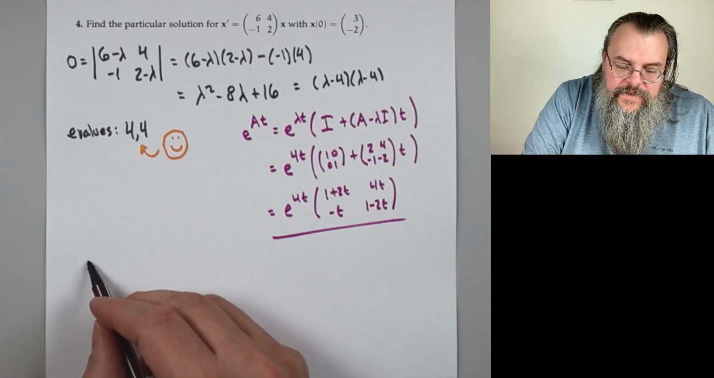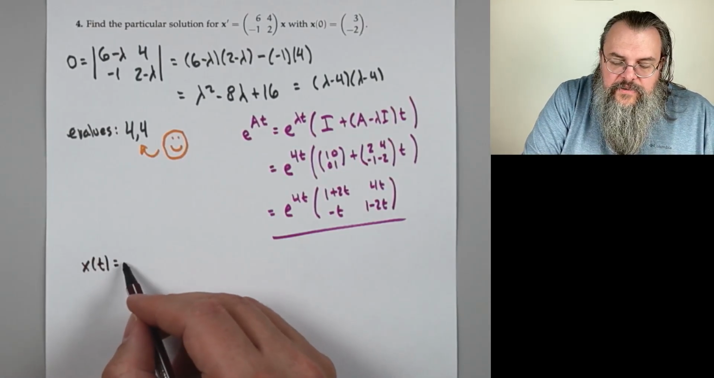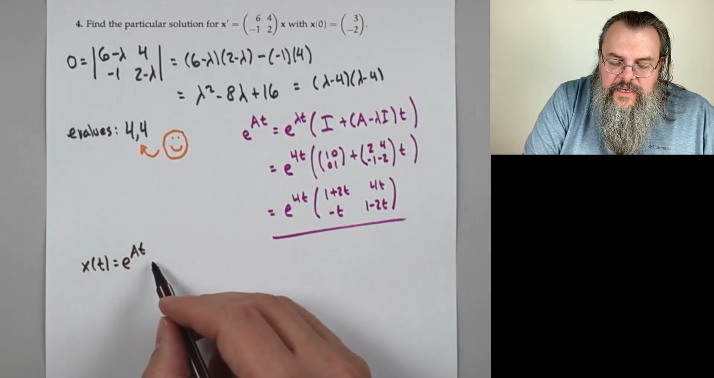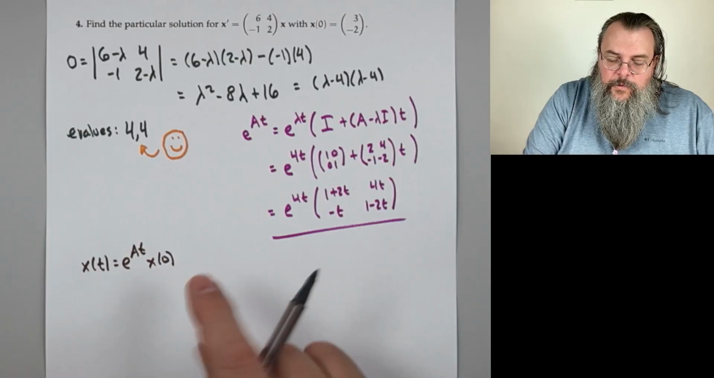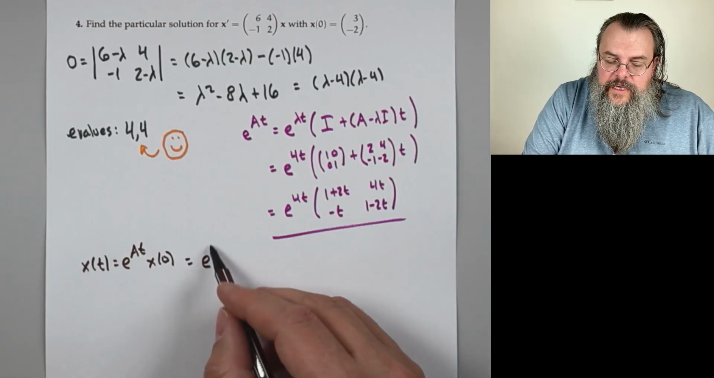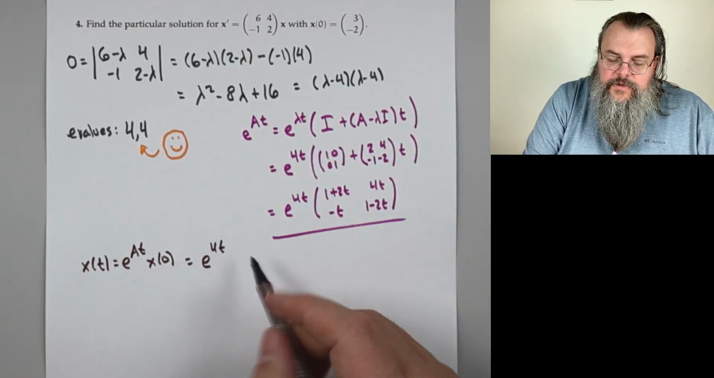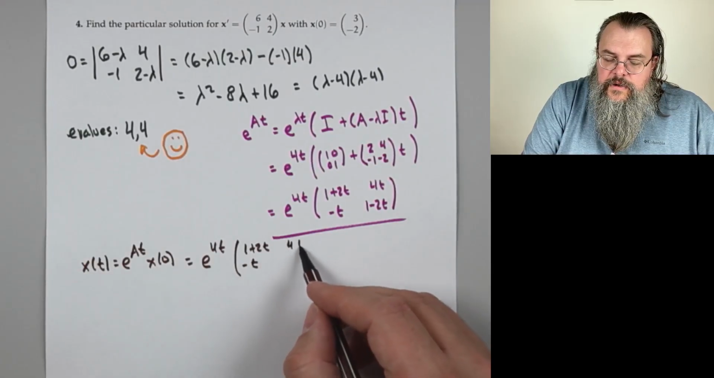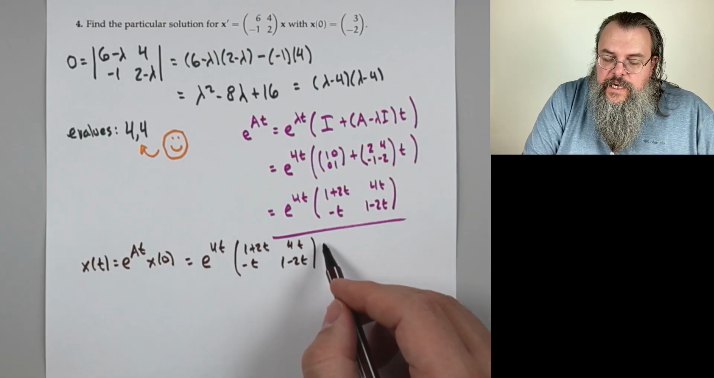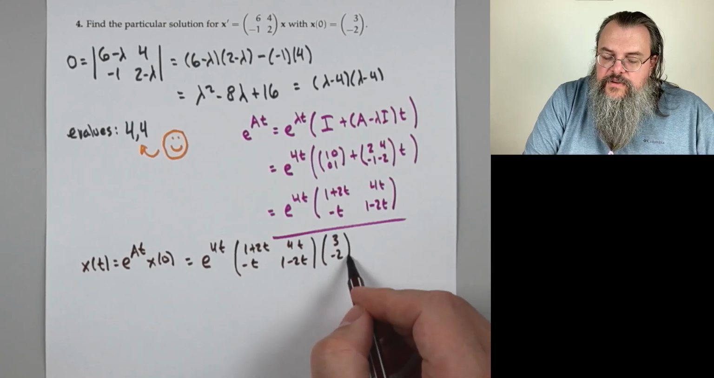Well, you have that x of t is e to the At x0. Well, we know what e to the At is. It's right here, so we just copy that. So, times x0, 3, minus 2.